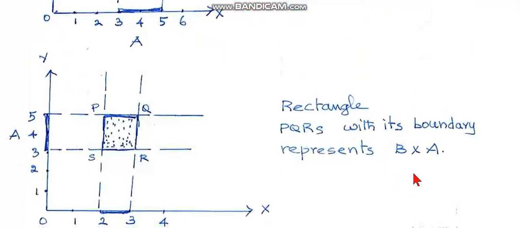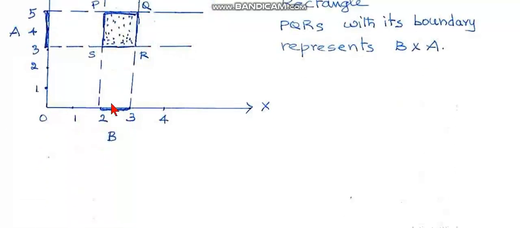Now we have to find B cross A. Here you take B on x-axis and A on y-axis. That's important. Now this rectangular portion, including its boundary, represents B cross A.